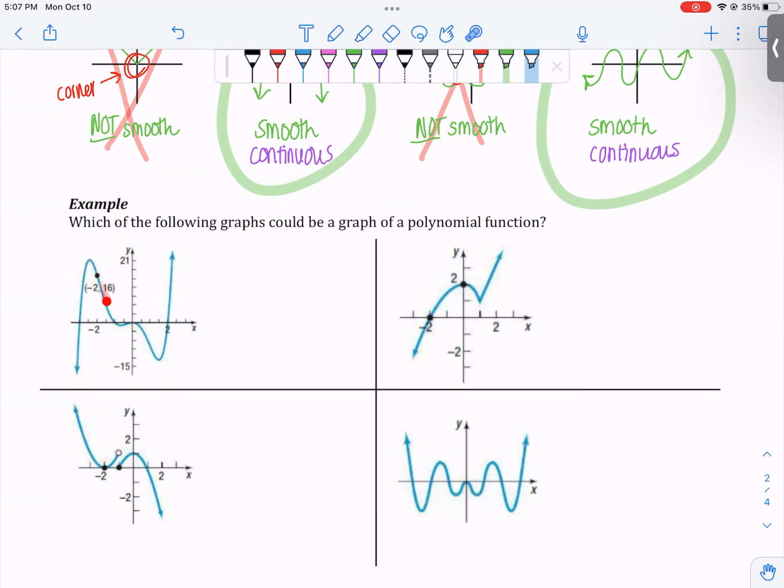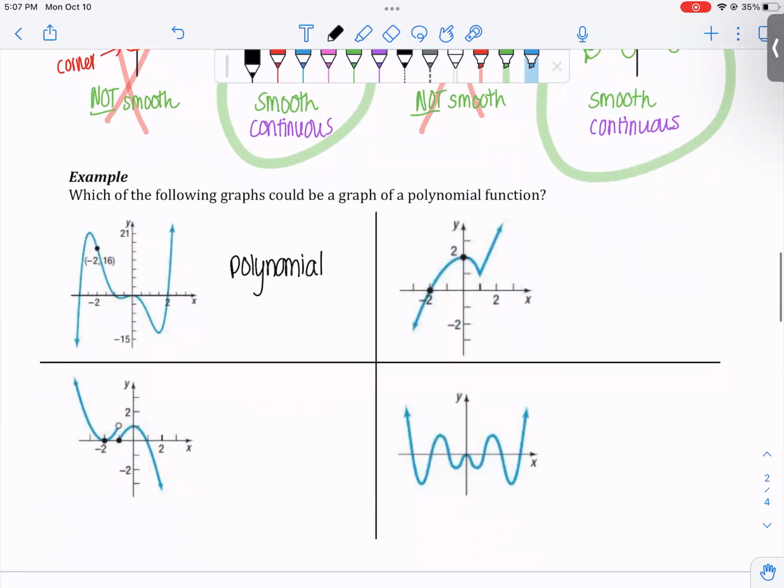All right, this guy is continuous. It's one piece. There are no cusps. There are no corners. This is a polynomial. This guy here looks like there's a break in the graph right here. I can't trace the whole thing without lifting my pencil up, so it's not continuous. Therefore, it is not a polynomial.